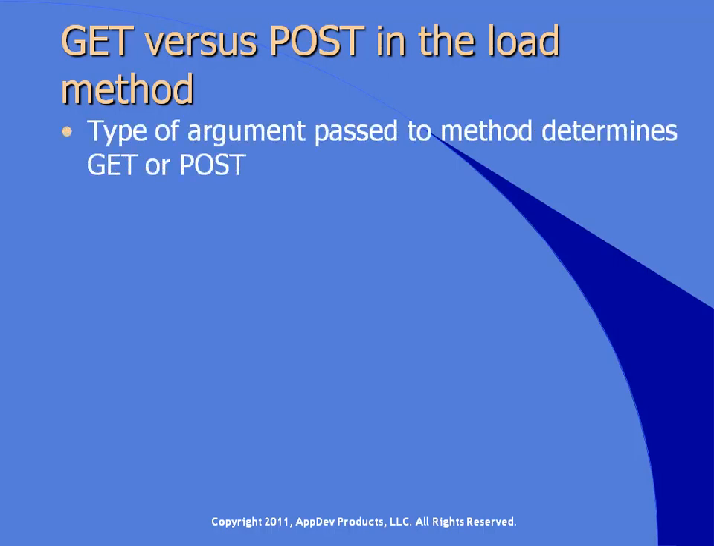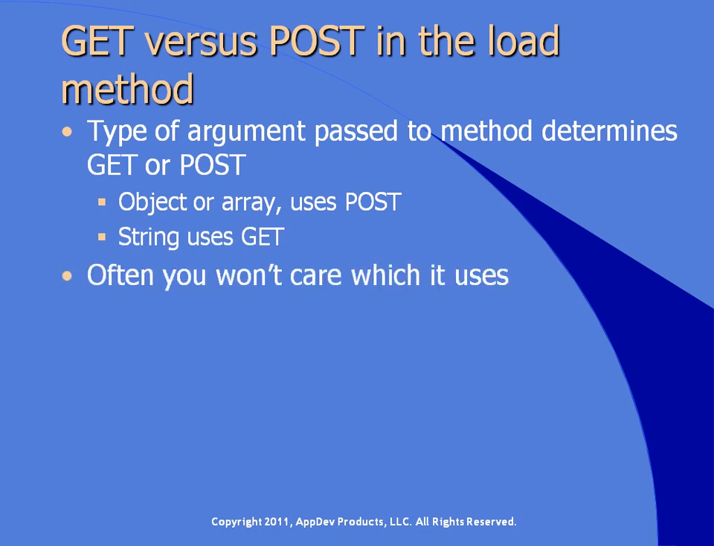One of the subtleties involved in using the load method is that the type of the second argument that you pass to the load method is going to determine whether jQuery uses the get or post method in order to send the request to the server. If the argument is an object or an array, then load is going to use the HTTP post method. If the argument is a string, it's going to use the get method.